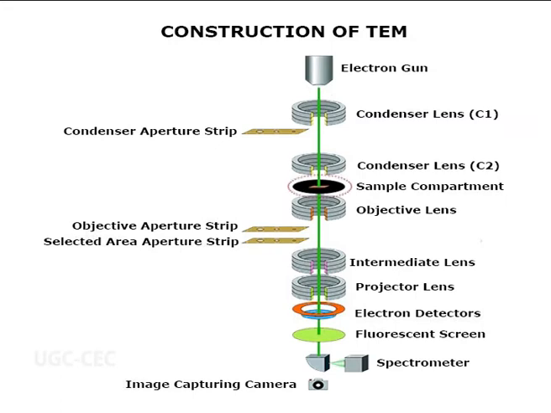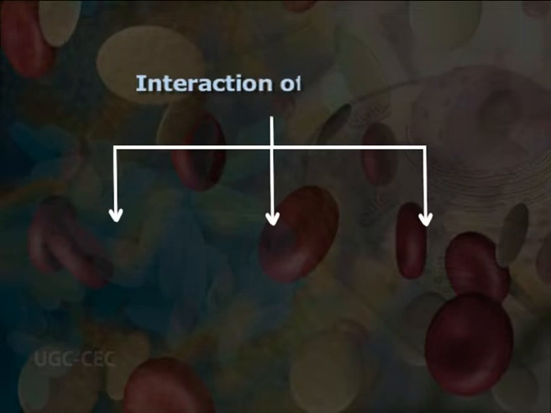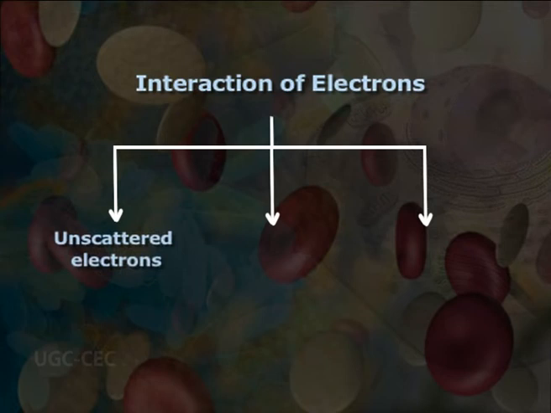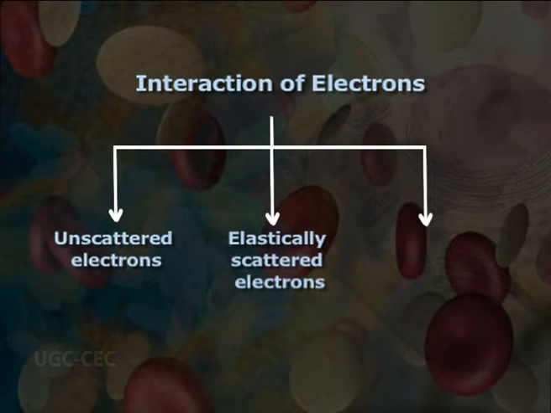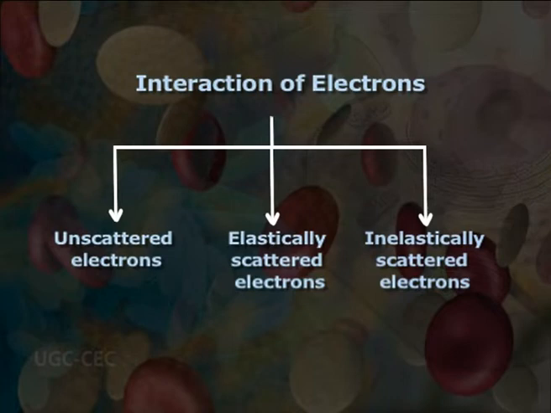The next portion of TEM comprises the sample compartment. The beam from the condenser aperture strikes the sample and the electron-sample interaction takes place in this chamber only. Here, the interaction occurs in three different ways. First, unscattered electrons due to transmitted beam. Second, elastically scattered electrons due to diffracted beam. And third, inelastically scattered electrons.